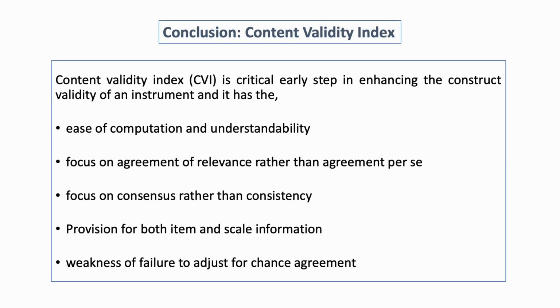So drawing a conclusion on the content validity index: the content validity index, or CVI, is a critical early step in enhancing the construct validity of an instrument. It has the ease of computation and understandability, and focuses on agreement of relevance rather than agreement per se. It focuses on consensus rather than consistency, has provision for both item and scale information, and has the weakness of failure to adjust for chance agreement.